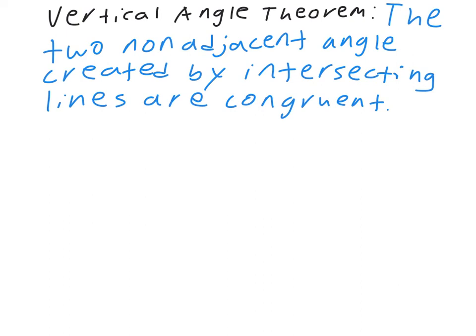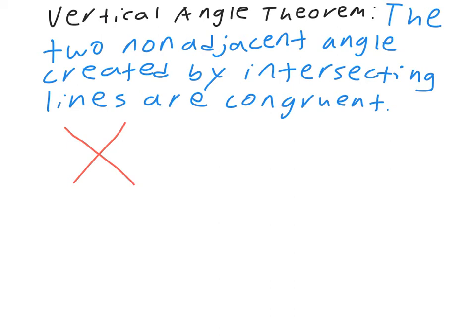What that means is if you have 2 lines that intersect each other, the angles that are not adjacent are congruent. Remember, adjacent angles are angles that are right next to each other and share a vertex and a side.